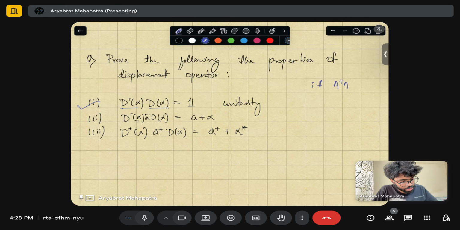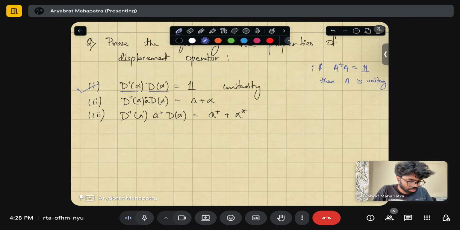and if you get identity, I mean, if A dagger A is your identity operator, then A is your unitary matrix, or your unitary operator. To prove that this displacement operator is a unitary operator, we can start proving it in the following way.